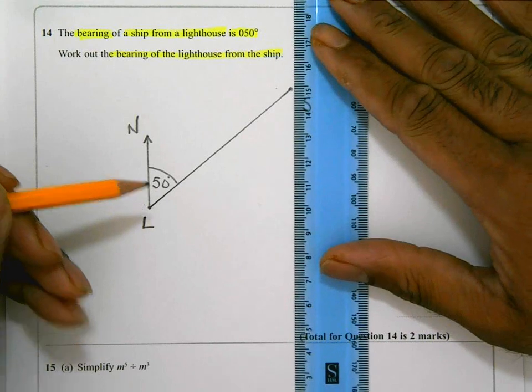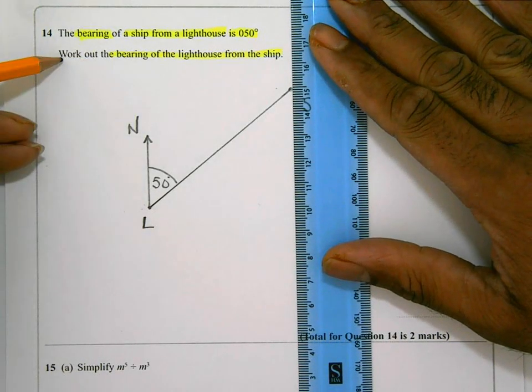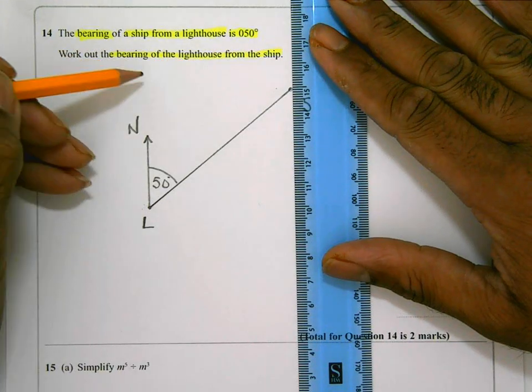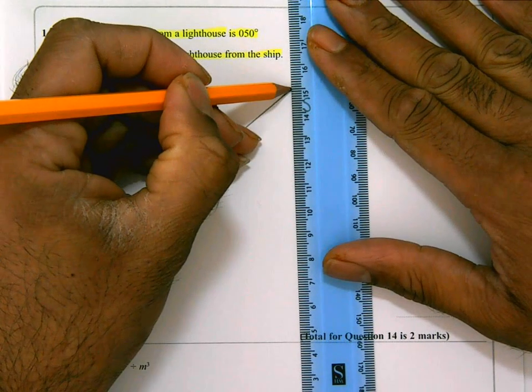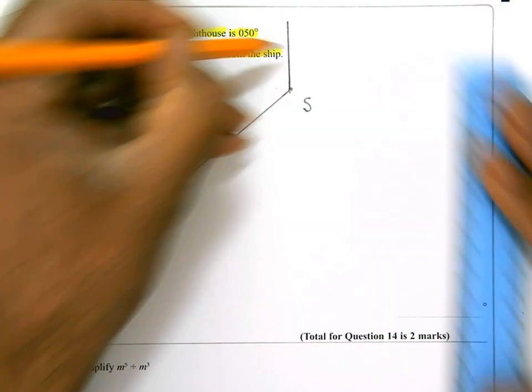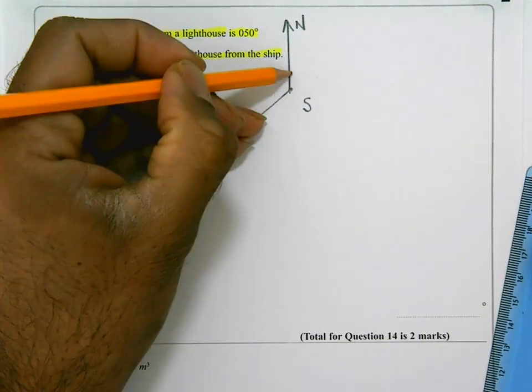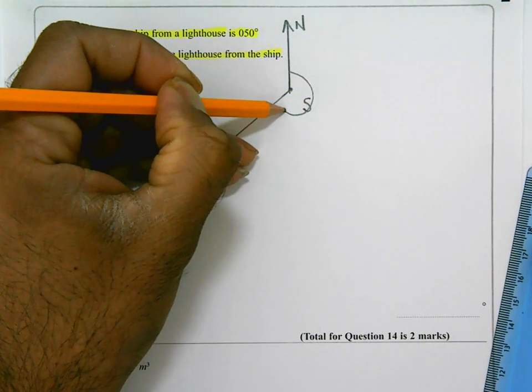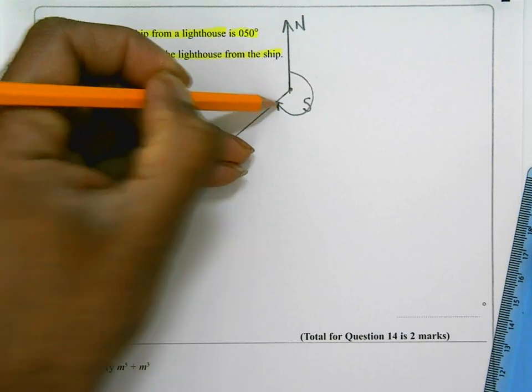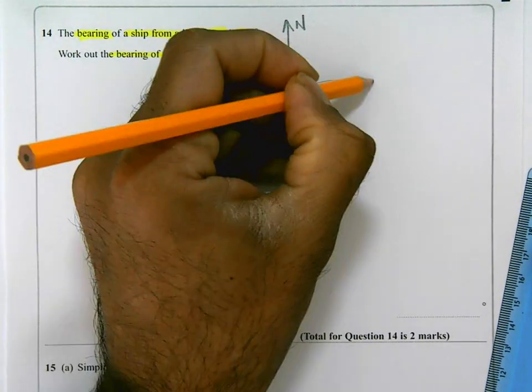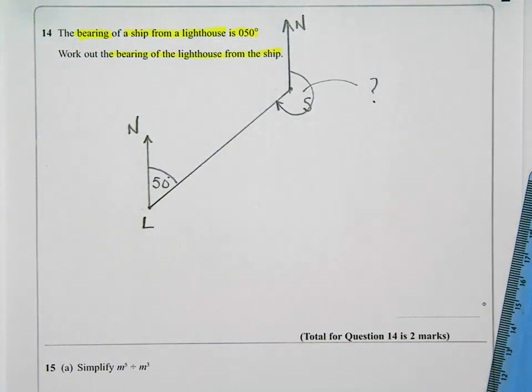What they want us to do now is, they said, work out the bearing of the lighthouse from the ship. So this time, from the ship, if I draw my north line here, from the ship, the bearing of the lighthouse is going to be this large angle over here. That's what they want us to find. Okay? They want us to work out what that angle is going to be. Now, there's several different ways or methods you can use to work this out, but they involve you thinking about the rules of parallel lines.